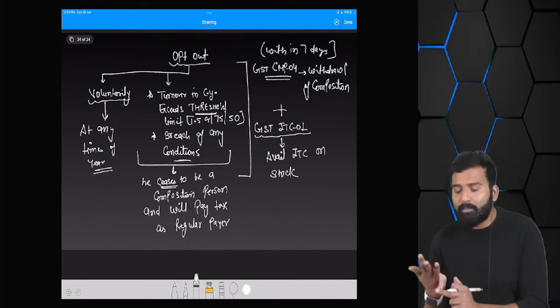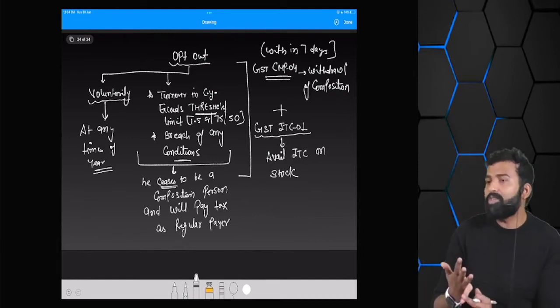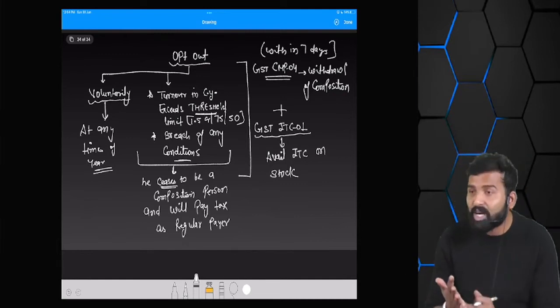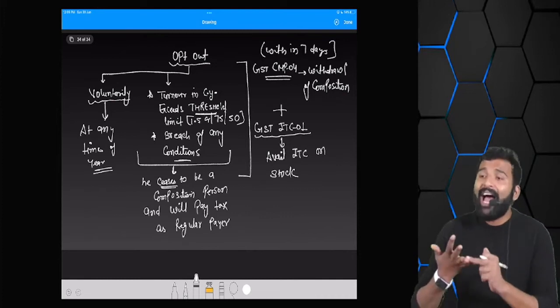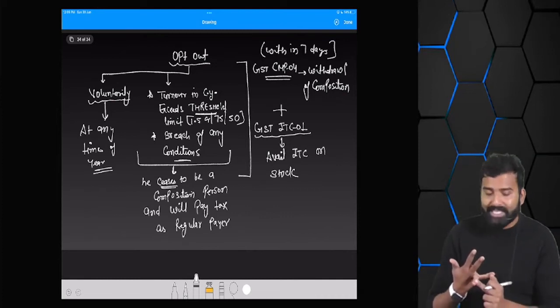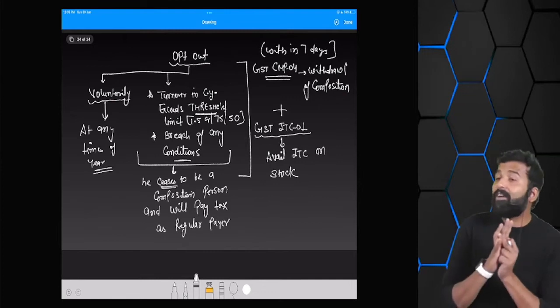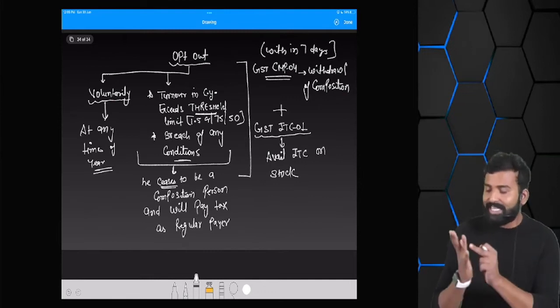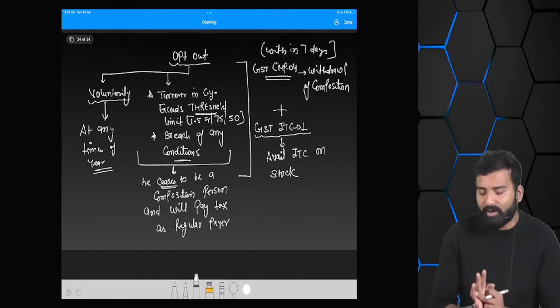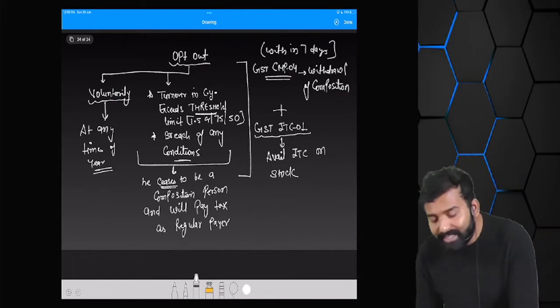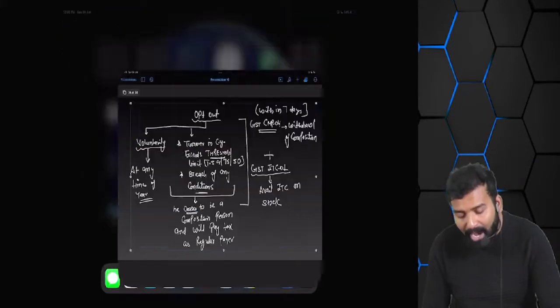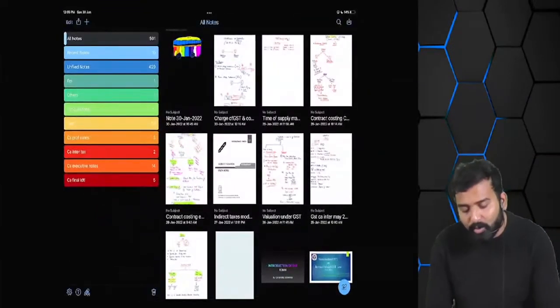So we have covered everything in the composition scheme from scratch: who can avail the composition scheme, and what are the conditions of the composition scheme. We have covered practical questions also for the composition scheme. I have covered the comparisons, the conditions for availing, and the procedure for availing the composition scheme.